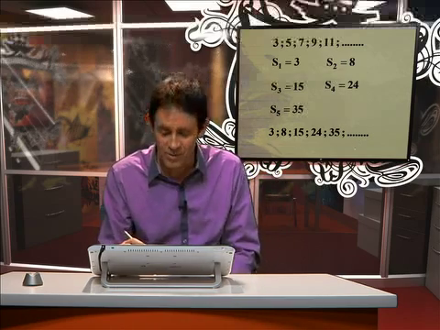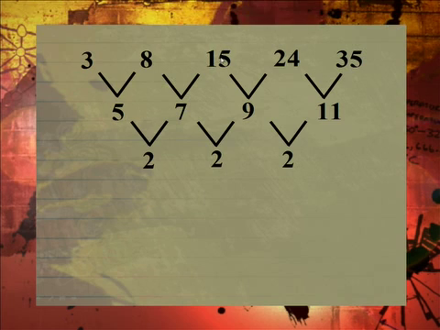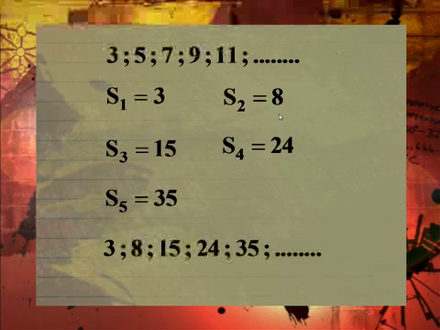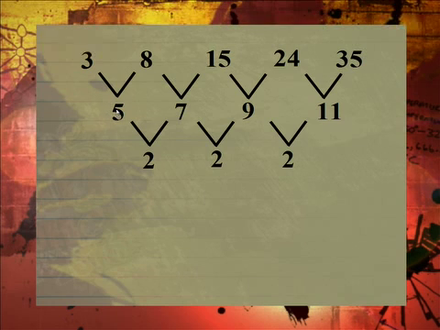Oh, I'd love to ask that exam question. Now watch this. There's your 3, your 8, your 15, your sums. The first difference is 5: 8 minus 3 is 5, 15 minus 8 is 7, 24 minus 15 is 9, 35 minus 24 is 11. Now look at this: the first difference row has a constant second difference. If you add 2, add 2, add 2, you get the constant second difference.